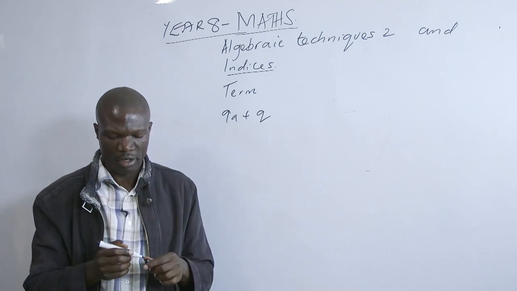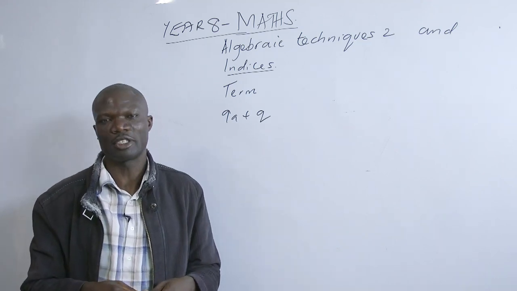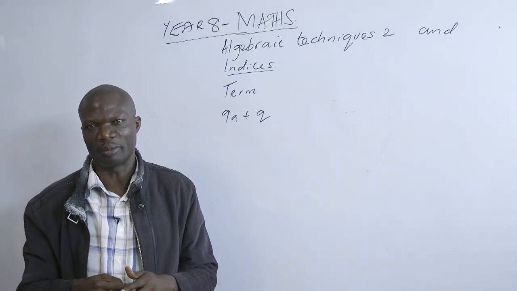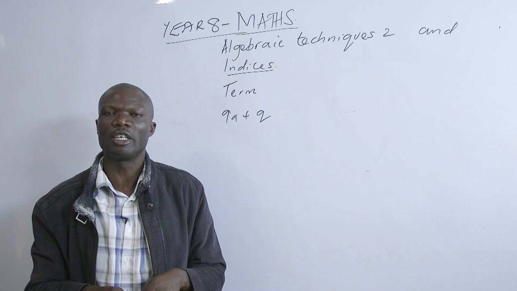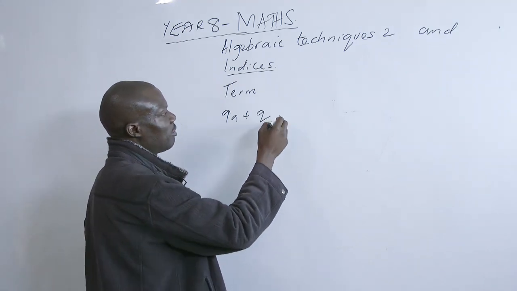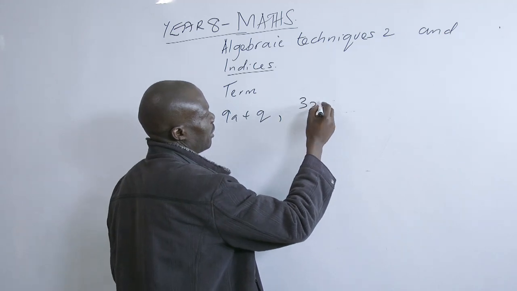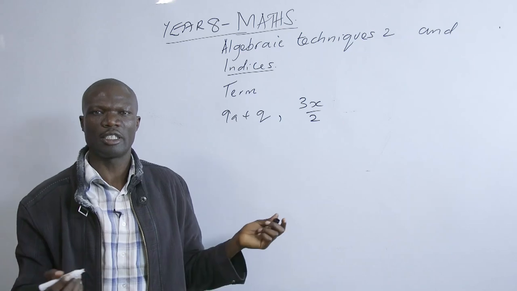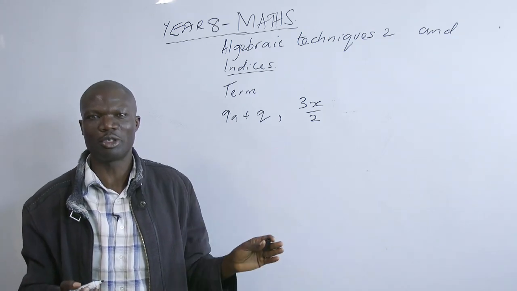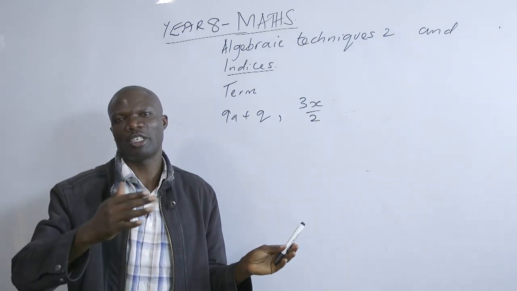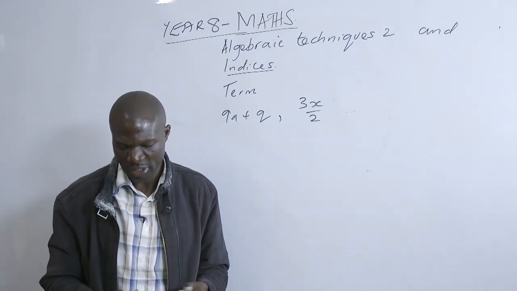We have 9a plus q. 9a on its own is a term. q is also a term. We can have others. We can have 3x over 2. As it is combined, again, 3x over 2 is also a term. So an expression is made up of several terms.